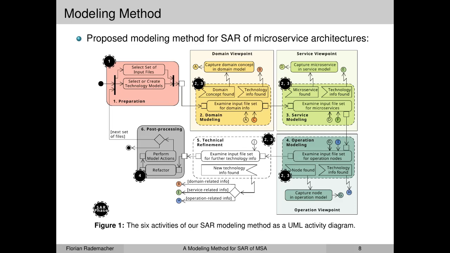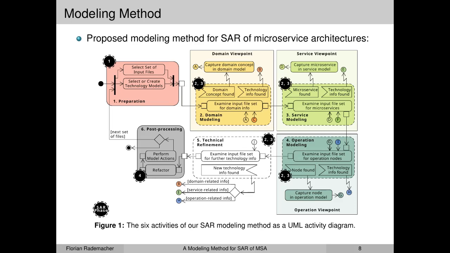Activity 4 is the operation modeling activity. It targets the operation viewpoint and it uses our operation modeling language to reconstruct information about microservice deployment and infrastructure nodes like service discoveries and API gateways within operation models. And to this end, the operation models import service models to show, for example, the deployment of previously reconstructed microservices.